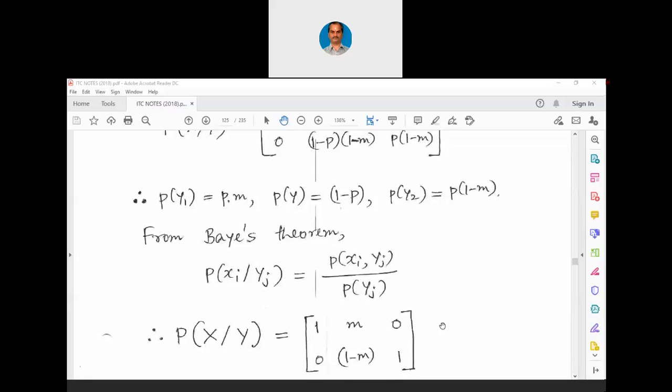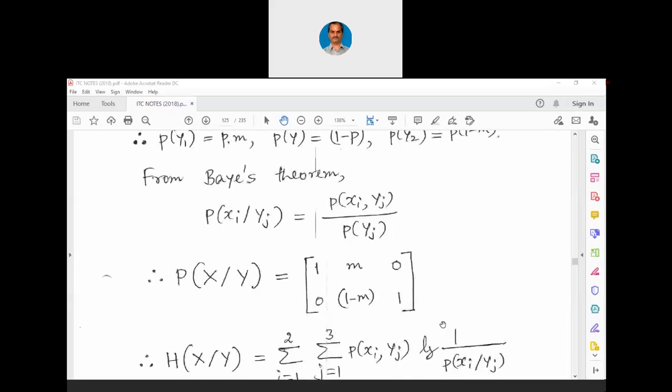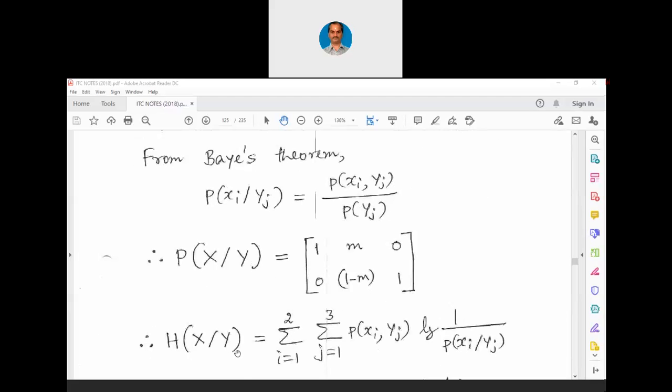Now we have equivocation from the other side. So H(X/Y) equals the summation over i equals 1 to 2 and the summation over j equals 1 to 3, because we have 2 source symbols and 3 destination symbols, of P(xi, yj) lg of 1 over P(xi/yj). That way we can find out the equivocation.